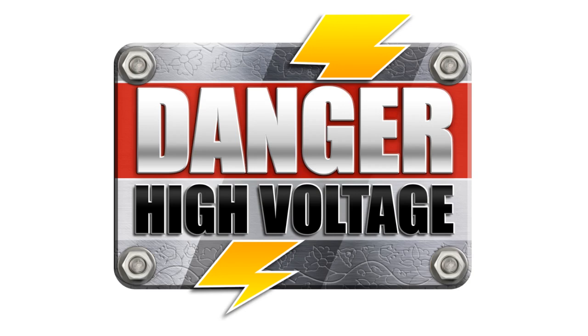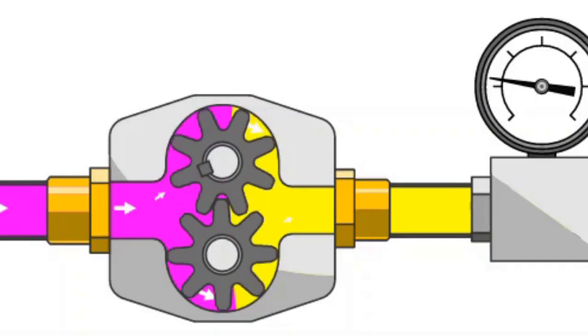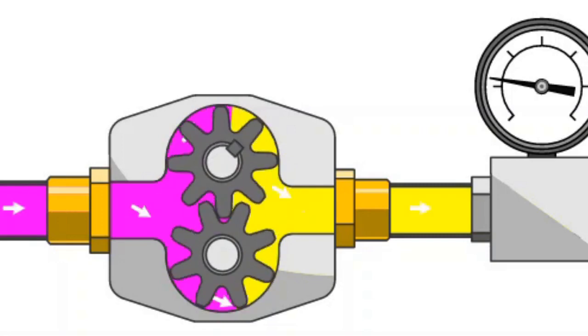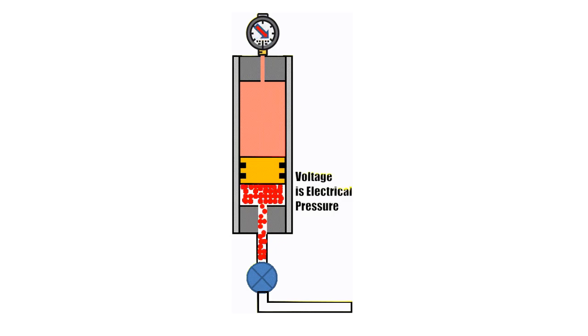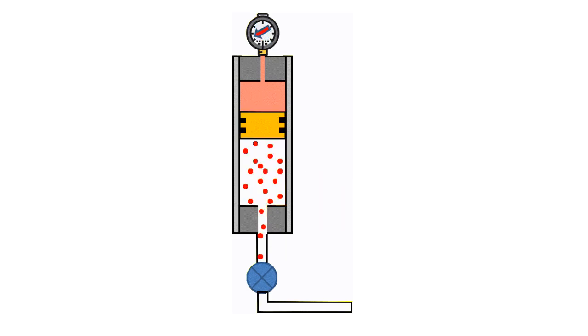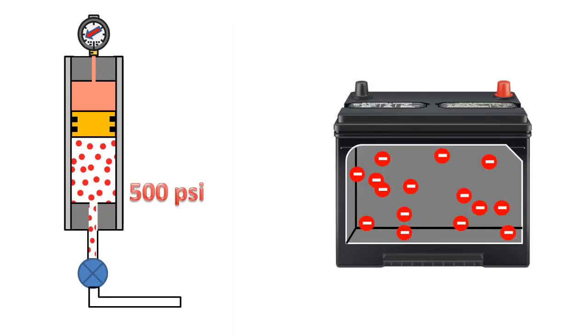So what is voltage? In a hydraulic system, it's pressure from a pump that pushes the fluid through the tube. And in electricity, it's voltage that pushes the electrons along the wire. It's also called electrical pressure, and the nerds call it electromotive force. So think of it this way.